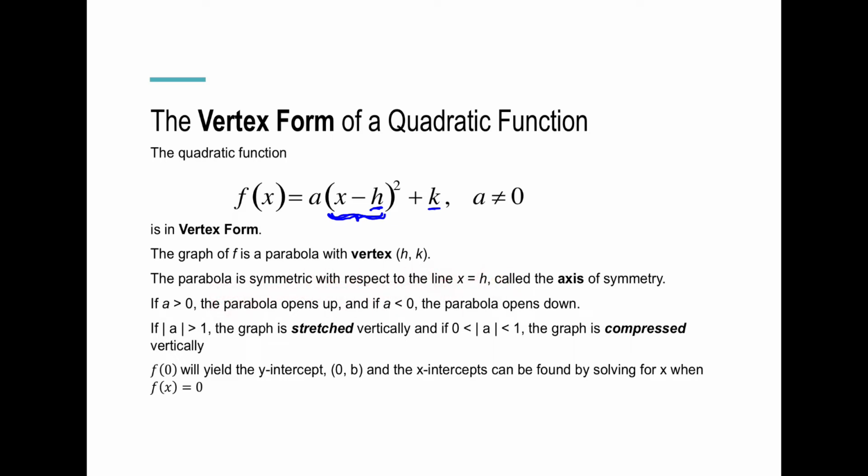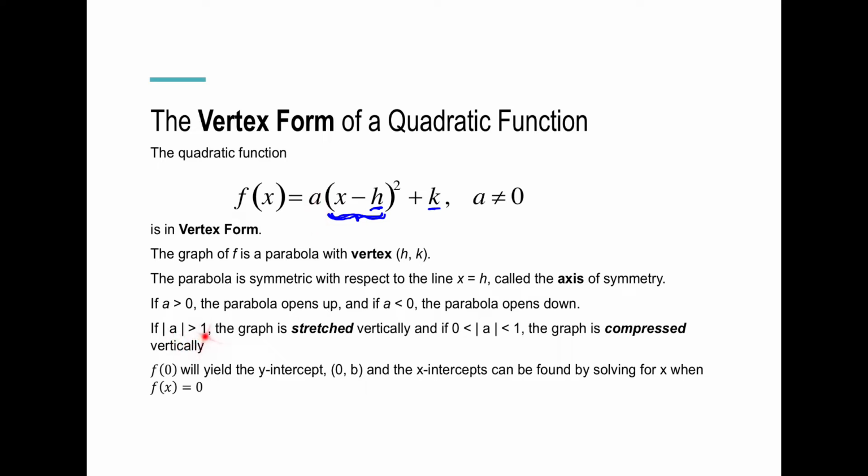In the same way, the value of h, which is the x value of my vertex, is the axis of symmetry. It is the vertical line that the parabola is symmetric around. And if a is greater than 0, it opens up. If a is negative, the parabola is going down, so the value a is out here.